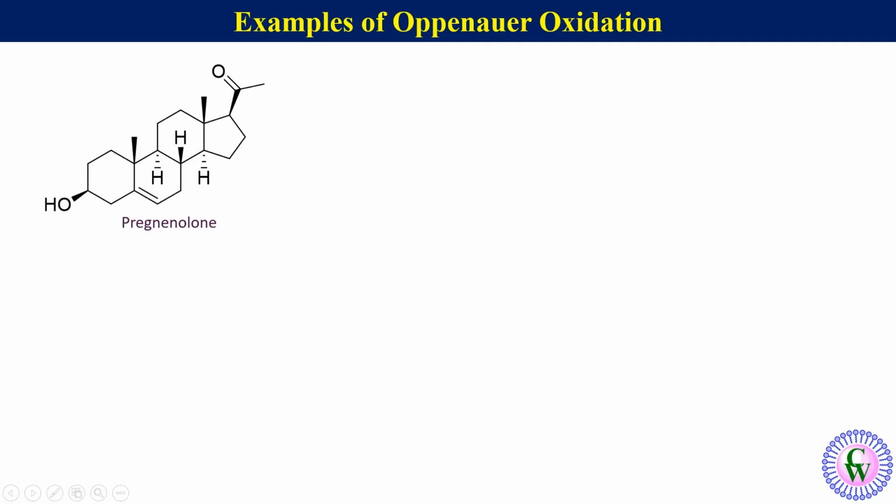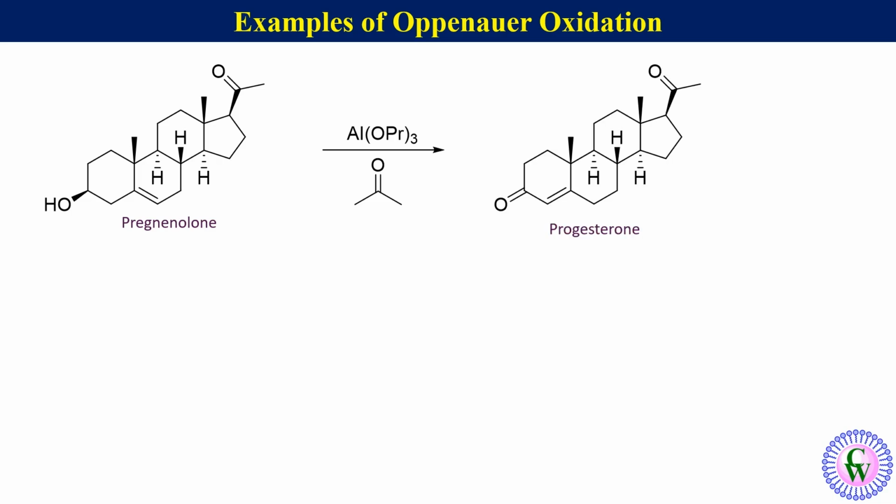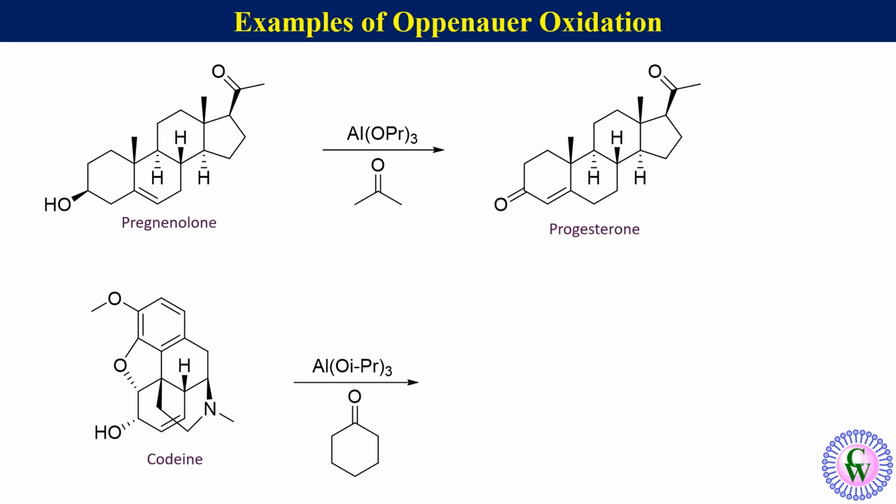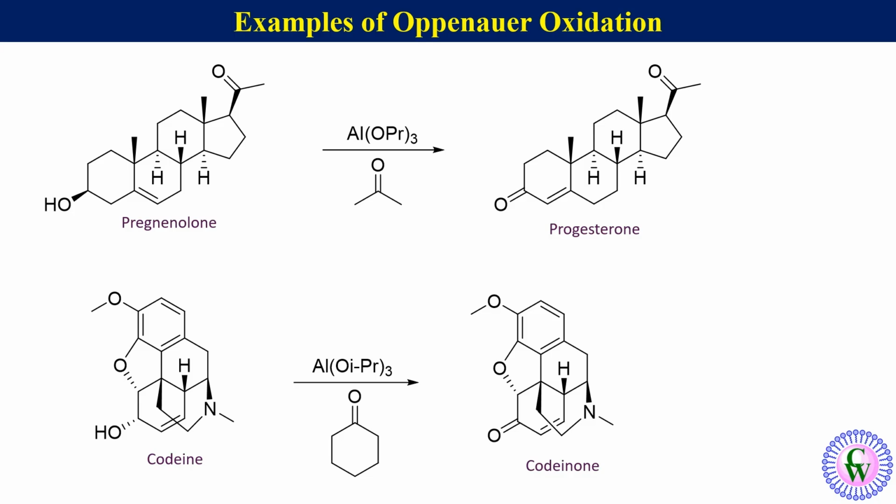Pregnenolone, when oxidized under Oppenauer oxidation condition, produces progesterone. During this transformation, secondary alcohol gets oxidized to ketone and there is delocalization of double bond to make more stable conjugated system. Similarly, codeine, when oxidized under Oppenauer condition, produces codeinone.